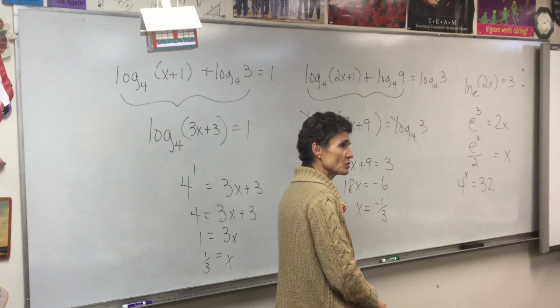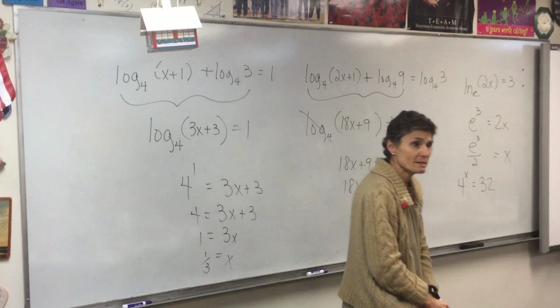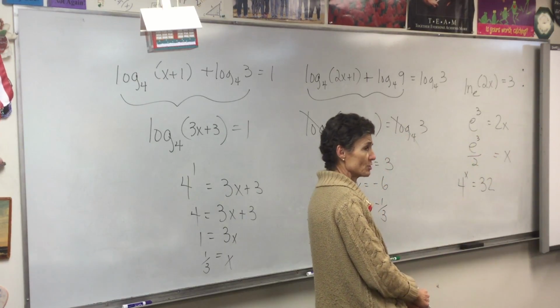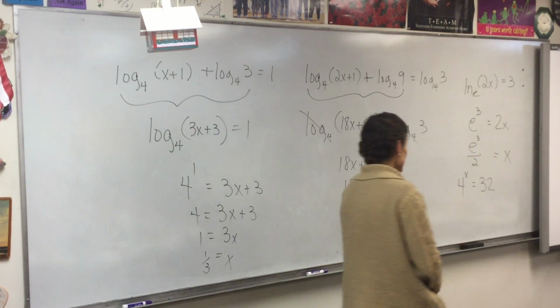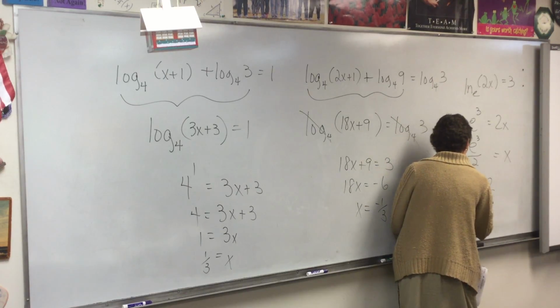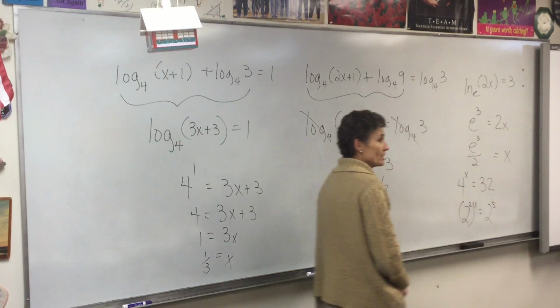Think of your quiz we just took. I have to change them, and I want them both to be the same number. So what can I change 4 and 32 into? 2's. So 2 squared is 4, and 2 to the 5th is 32.